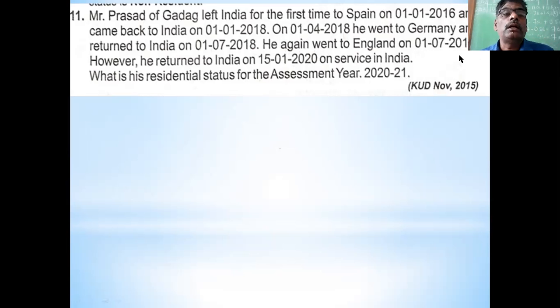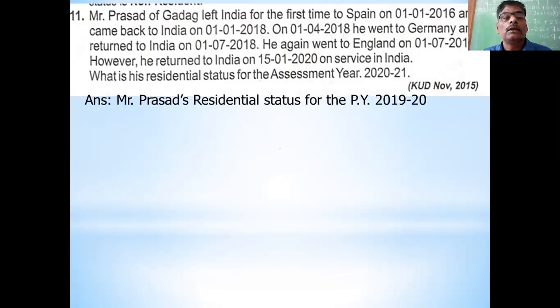Okay, on 1/7/2019 he went to England. 1/7/2019 to 15/1/2020 he is not in India. On 15/1/2020 he returned to India. From 15/1/2020 to year end 31st March, means January 15 to March, February, March 31st, he is in India. This is the travel history of Mr. Prasad. So from this you have to count the days of Mr. Prasad in India.